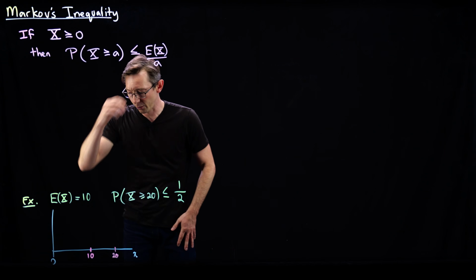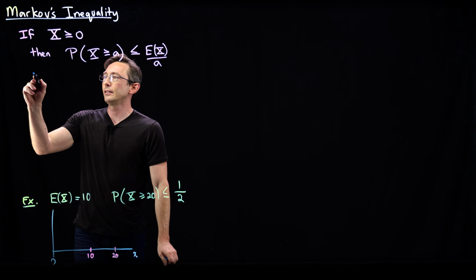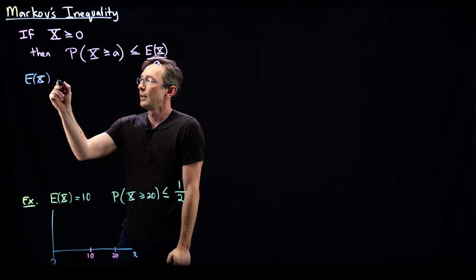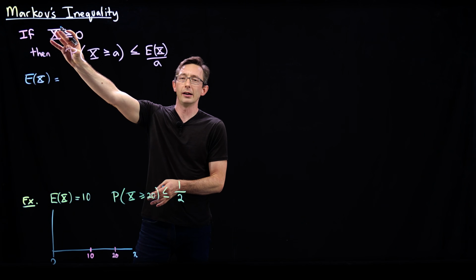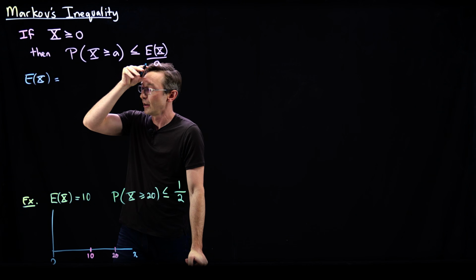Okay, so let's walk through the proof of this. It's relatively simple. So the expected value of x, we're just going to write down this formula. The expected value of x, and I guess I'm going to write this down for a discrete random variable x, but you could do it for a continuous random variable too, no big deal.